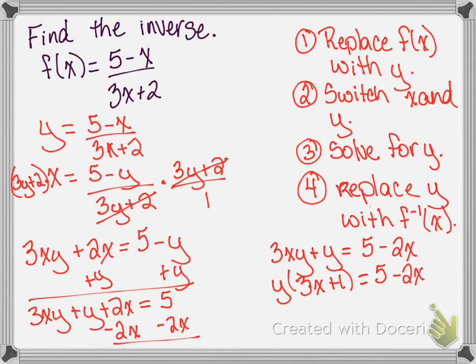How do I get y by itself? Divide both sides. So then I've got y equals 5 minus 2x over 3x plus 1. My last step says to replace y with f inverse of x. Okay, and that is a notation showing the inverse.